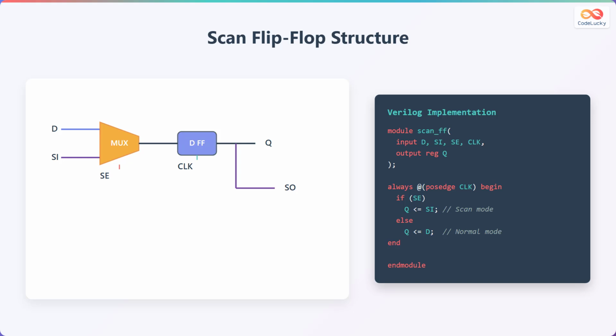The Verilog implementation of a scan flip-flop is shown here. The module is named scan_FF and has inputs D, SI, SE, and CLK. The output is Q. Always at the positive edge of the clock, if SE is high, Q will take the value of SI. Otherwise, Q will take the value of D.